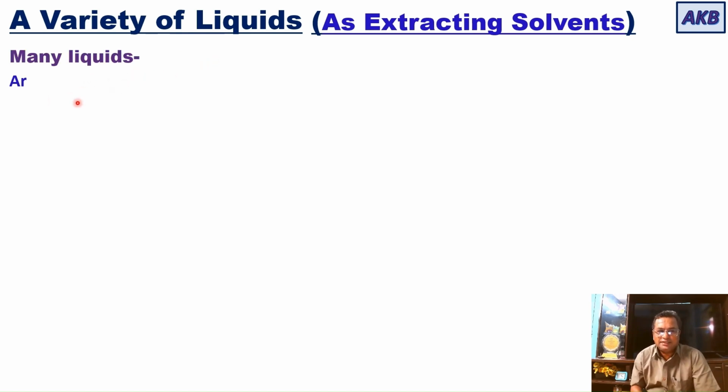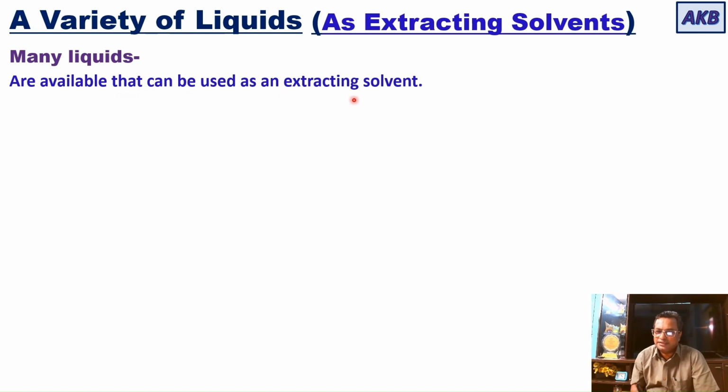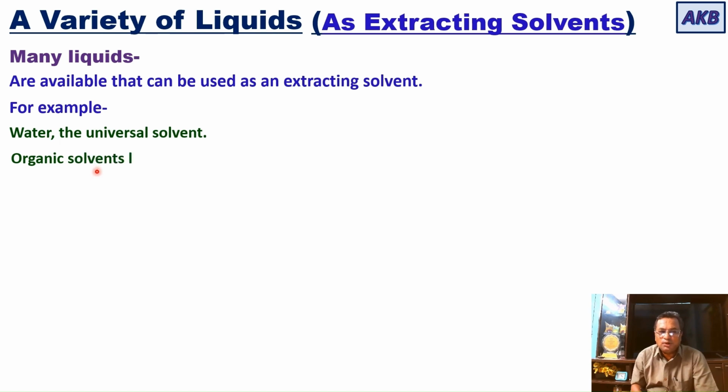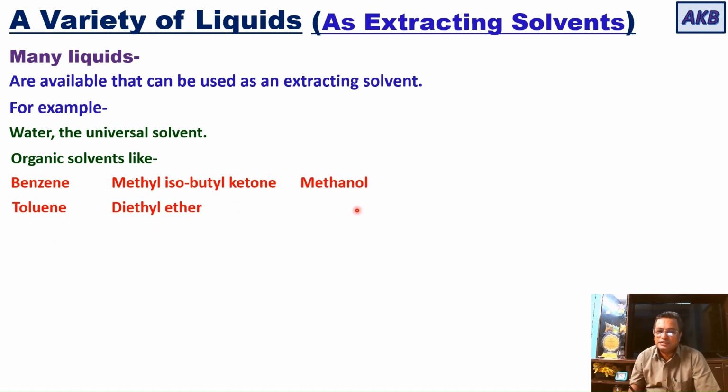Many liquids can be used as extracting solvents. For example, water. You can use water as an extracting solvent in many extraction operations, and as you know, water is said to be the universal solvent. Then there are many organic liquids that can be used as extracting solvents. For example, you have benzene, toluene, methyl isobutyl ketone, diethyl ether, methanol, ethanol, hexane, chloroform, and many other organic liquids.